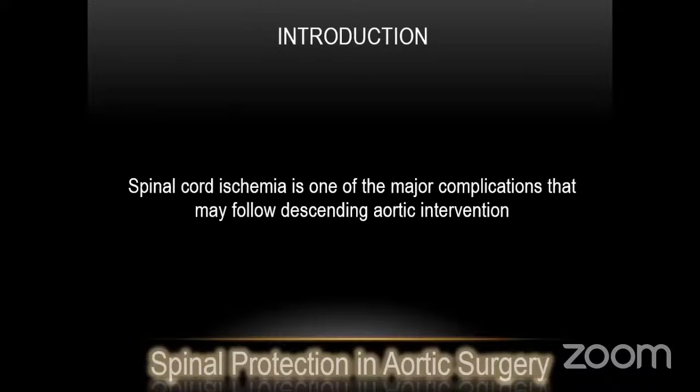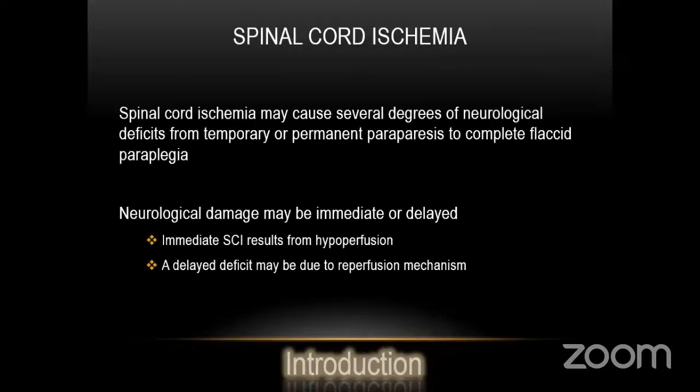Spinal cord ischemia is one of the major complications that may follow descending aortic intervention. Spinal cord ischemia may cause several degrees of neurological deficit, from temporary or permanent paraparesis to complete flaccid paraplegia. Neurological damage may be immediate or delayed. Immediate spinal cord ischemia usually results from hypoperfusion. A delayed deficit may be due to a reperfusion mechanism.